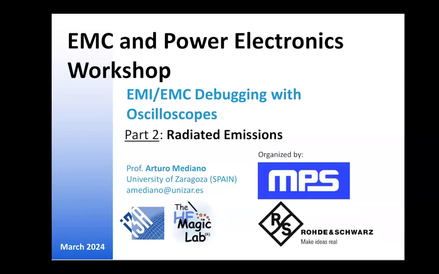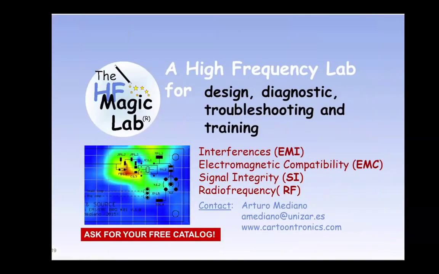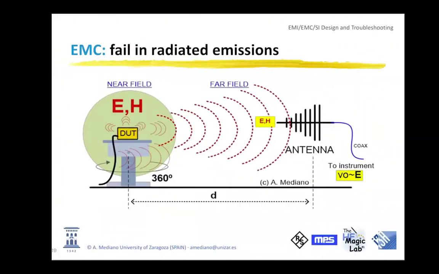So let's talk about radiated emissions and how we can do debugging with oscilloscopes. Let's start with the general ideas about radiated emissions. What you do when trying to pass a radiated emission test is to prepare some kind of setup similar to what you see on the screen. Basically, your device under test will be in some specific position, usually on top of a table at some specific height. The table will be non-conductive and the table can rotate 360 degrees.